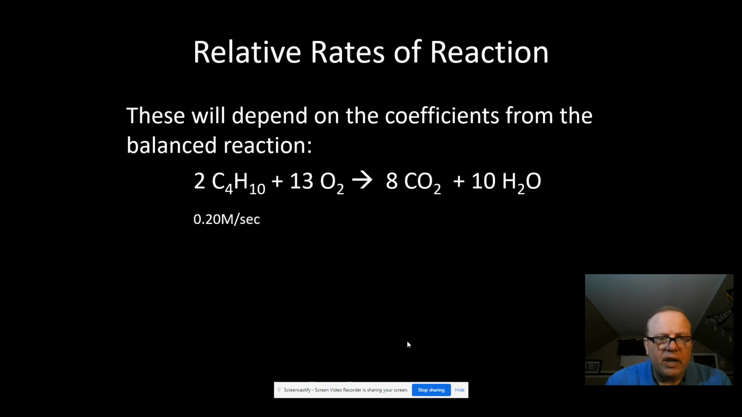In this case here, the given is 0.20 moles of butane, and you'll need then to set up a stoichiometric ratio with 13 moles of oxygen over 2 moles of butane. That will allow you to cross out this.